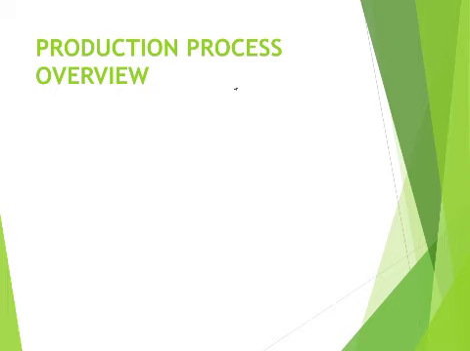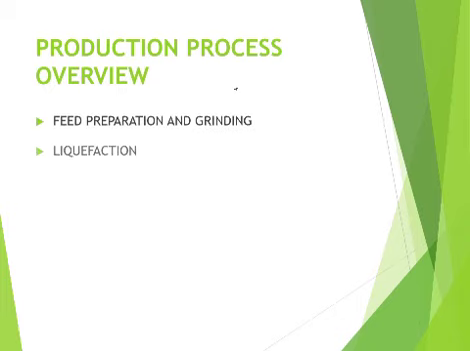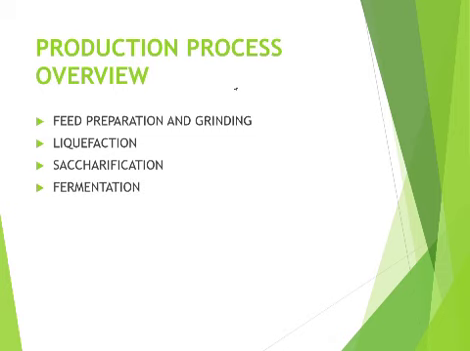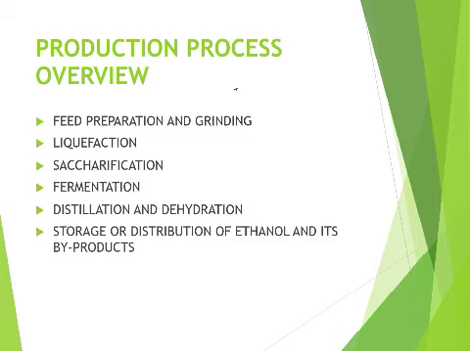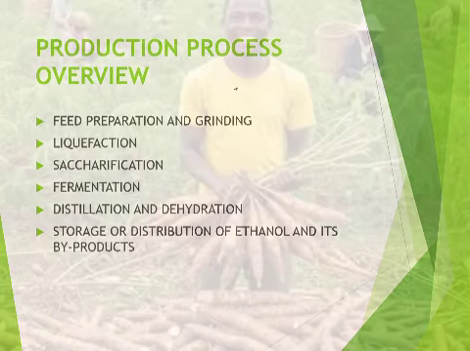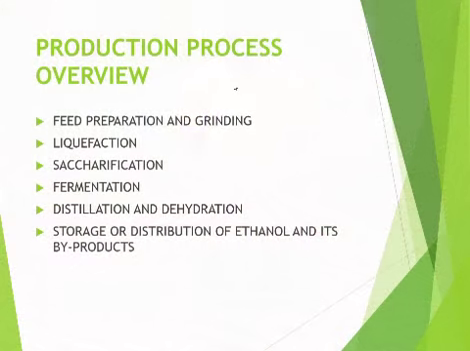The production of bioethanol follows a structured sequence of processes including feed preparation and grinding, liquefaction, saccharification, fermentation, distillation and dehydration, storage and or distribution of ethanol and its byproducts. In our presentation, we will focus on the production of bioethanol from cassava. Let's take each of the processes and look at it in detail.